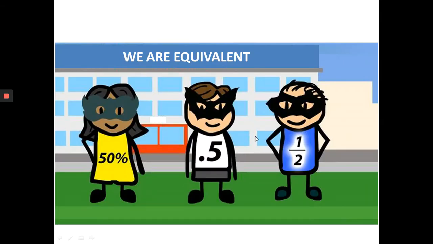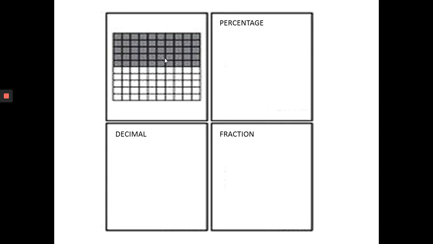All right. So here we got 3 superheroes: the percentage, the decimal, and the fraction. So you see here 50%, 0.5 decimal, and the 1/2 fraction, they are equivalent. That means they are equal. Okay, so now we will learn more. Why are these fraction, decimal, and percentage equal? So let's see here.